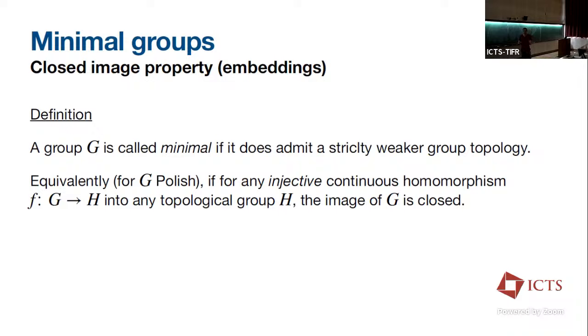So we call a group G minimal if the topology it has is minimal. So we start with the group with a topology, and we say that it's minimal if there's no weaker group topology on it. Okay, so for example, the reals are not minimal. We just saw, right, that we can pull back.